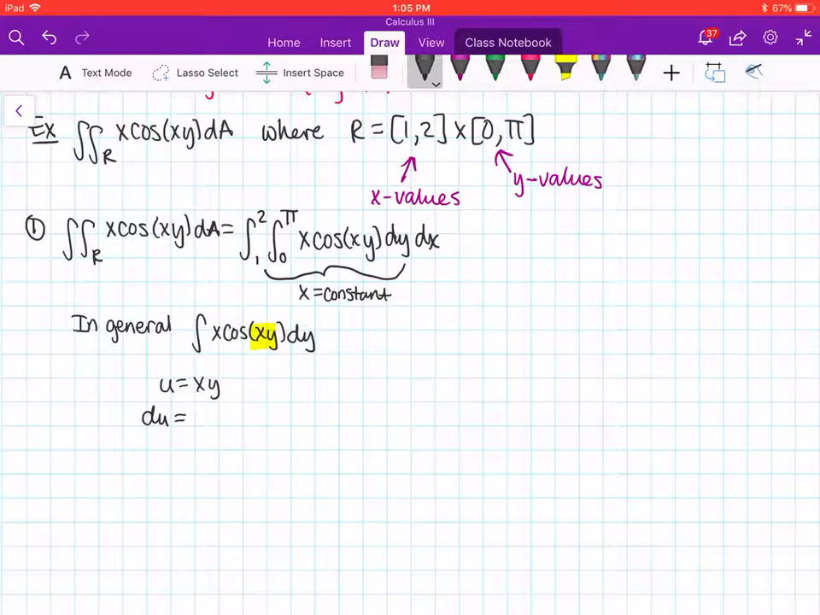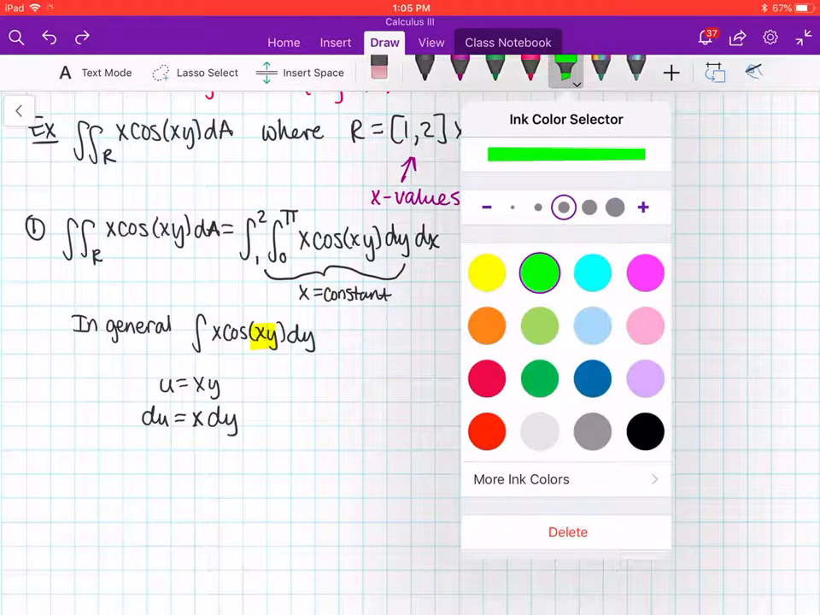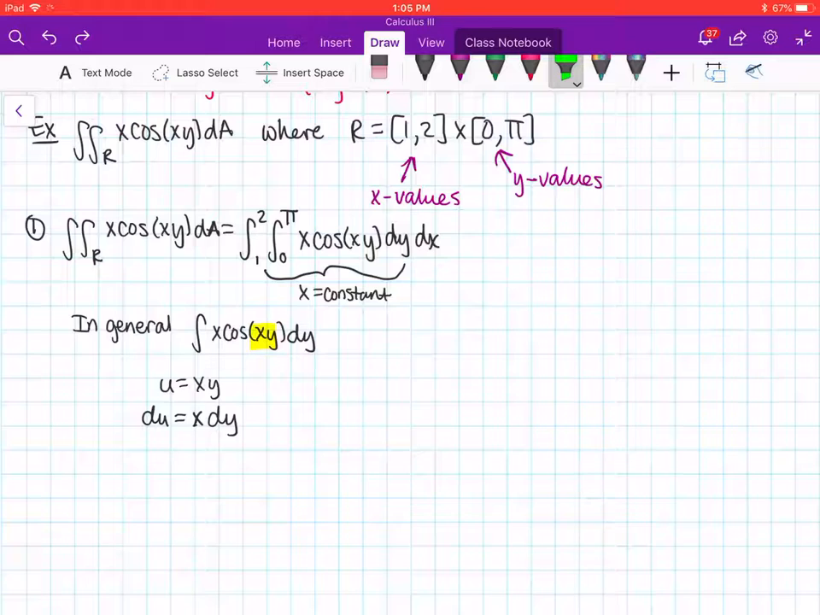Then we do the differential. Now remember, x is a constant, so it's along for the ride. The derivative of y is dy. And do we have an x dy there in our integral? Oh, let's highlight the other one. We definitely do. We have an x dy in there right away.